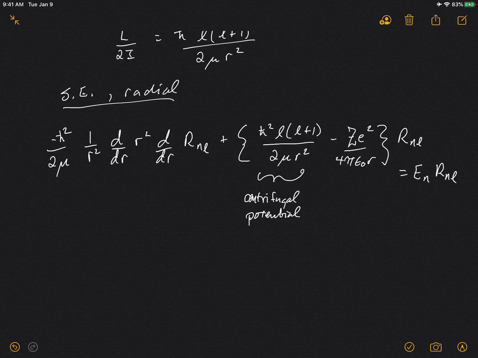Now it does pop up, though, in that it acts like a repulsive potential. It's pushing an electron away from the nucleus. So if we have an electron that has angular momentum, this centrifugal potential is going to push that electron away from the nucleus. It's going to be repulsive at short r. And in fact, as r goes to 0, this centrifugal potential is going to go to infinity, assuming that we have some non-zero angular momentum quantum number little l. So if little l equals 0, then the centrifugal potential vanishes. We don't have to worry about it.